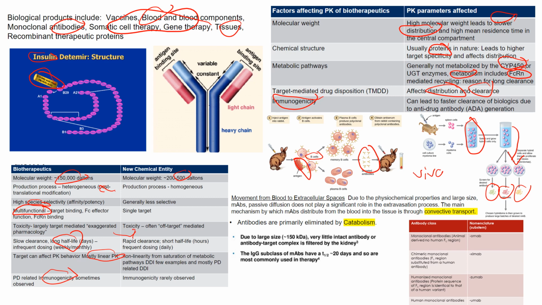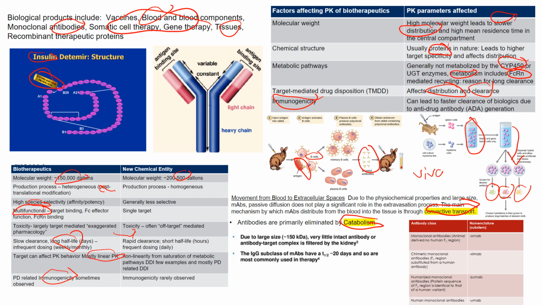The biggest way these will move is convective transport. These will just flow around the blood. We kind of talked about that. They stay in the blood a really long time. They just kind of, quote unquote, go with the flow, I guess. And they're eliminated via catabolism, right? That's breaking down big molecules with those proteases, and we just turn them back into amino acids.